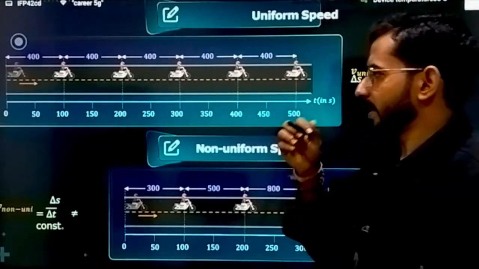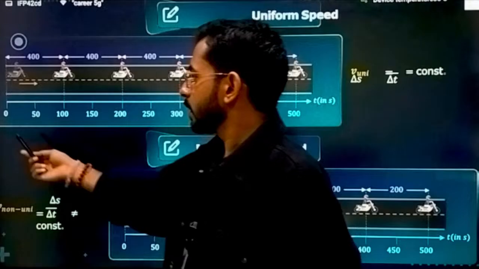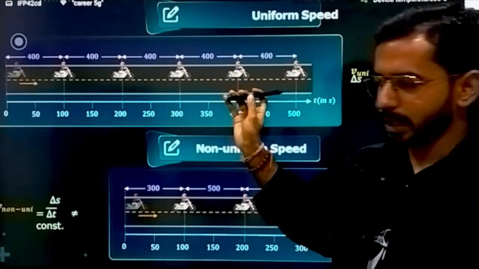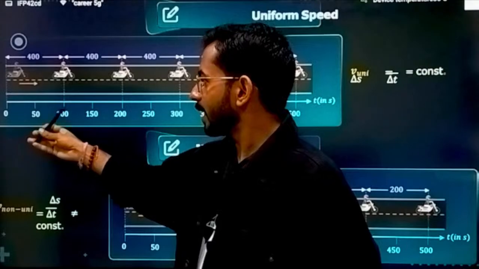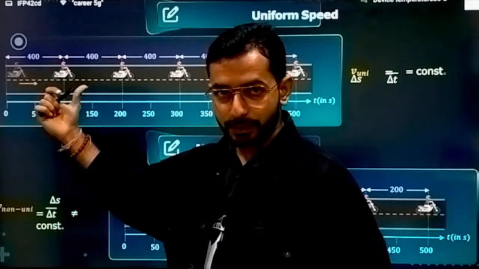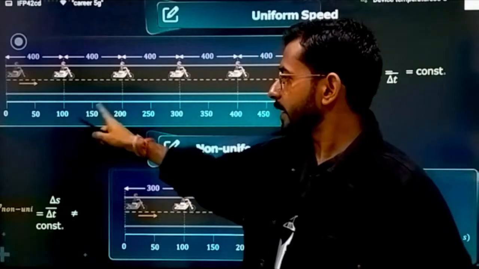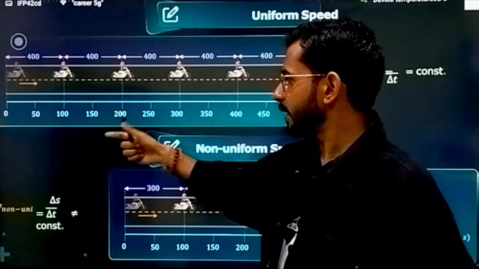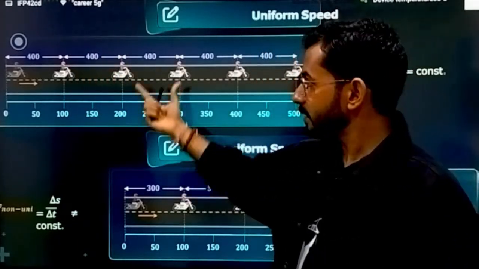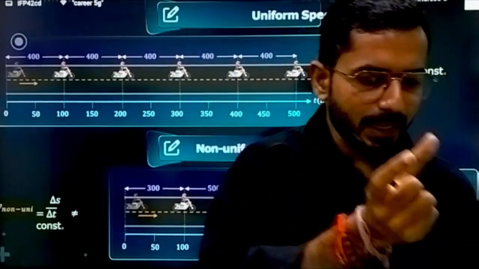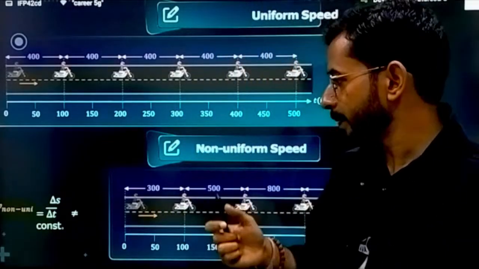Uniform speed, a better example here. Understand, 0 to 50 seconds, in terms of seconds we are talking about 0 to 50 seconds or 100 seconds. One time interval is given here for 100 seconds. 0 to 100 seconds, how much distance is covered? 400. 100 to 200, how much distance is covered? 400 again. 200 to 300, again 100 seconds, again 400. So I can say in uniform time you are traveling a uniform distance. That means I can say it is a uniform speed.